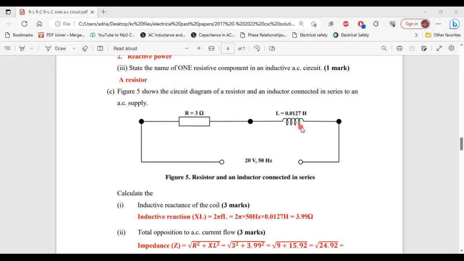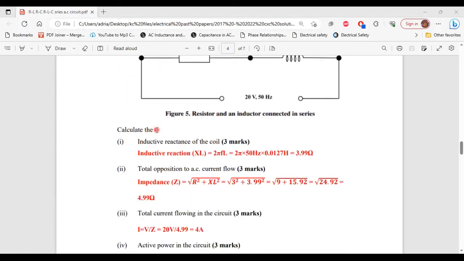It says calculate the inductive reactance of the coil. So that's part 1. Inductive reactance XL is equal to 2 pi FL. That is 2 pi times 50 Hertz times 0.0127 Henry. That will give us 3.99 ohm. So that's the value for the inductive reactance.